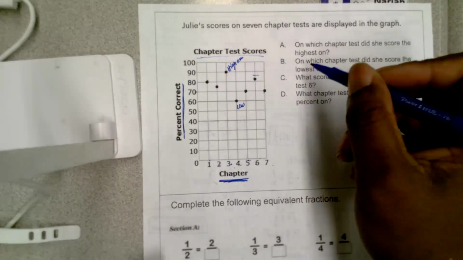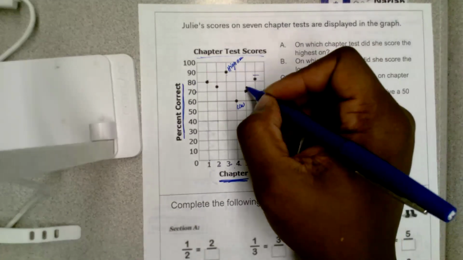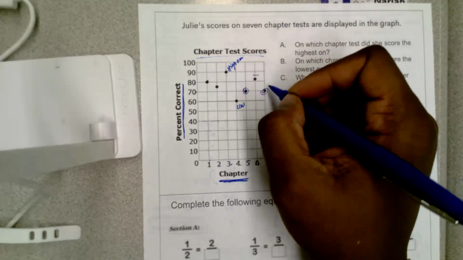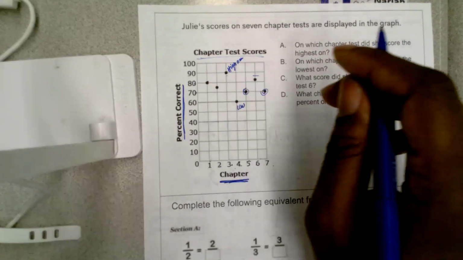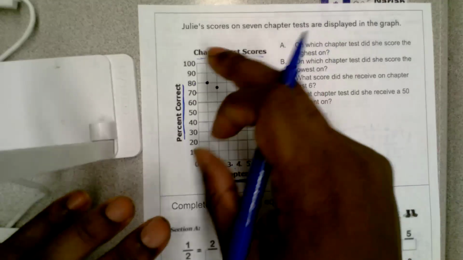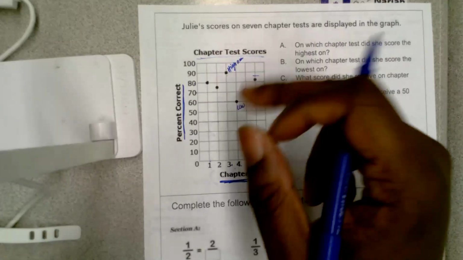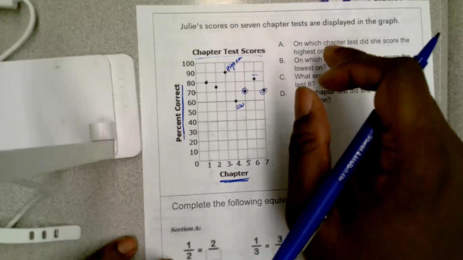So from this, you notice that this person received two 70s, had a high score of 90, and had a low score of 60. So when you receive any graphs like this, you want to just analyze what's happening. That's going to help you answer.